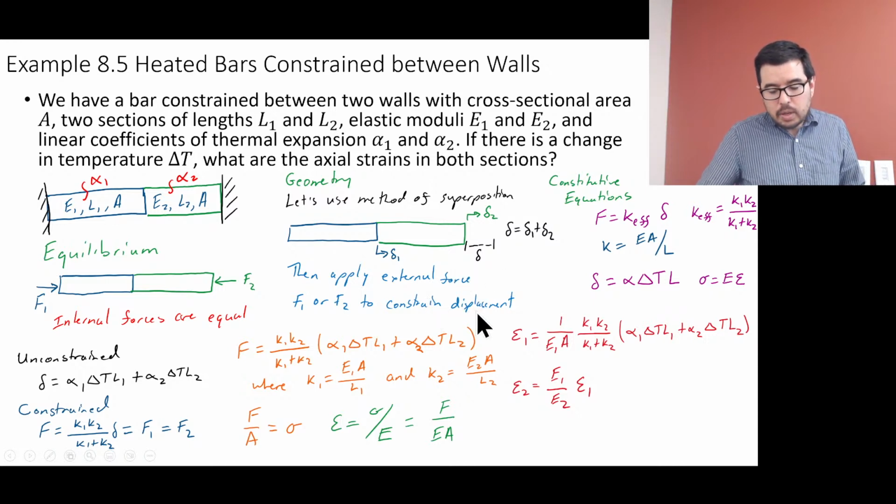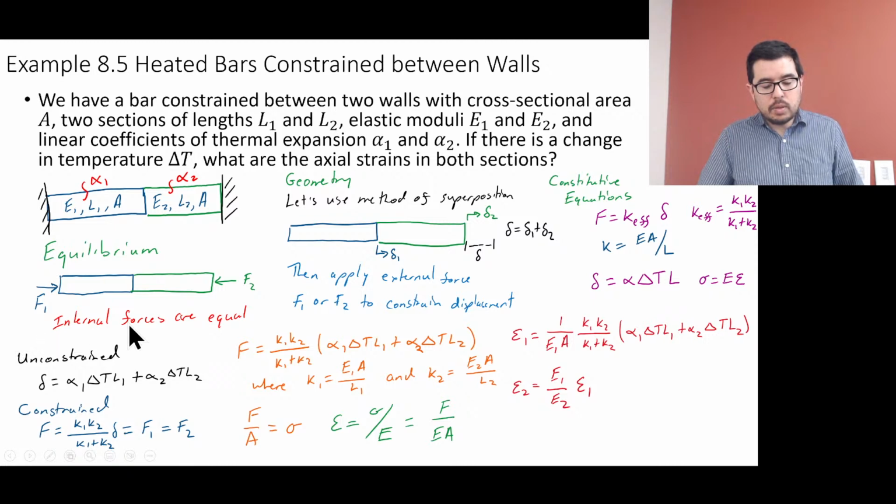Now, we can calculate that out. It depends on which order you want to do things, but we could write out some constitutive equations. The constitutive equation that would be relevant here is that the delta is equal to alpha delta T L. And so if it's unconstrained, what you're looking at is alpha 1 delta T L1 plus alpha 2 delta T L2. So this is the unconstrained length that we have.